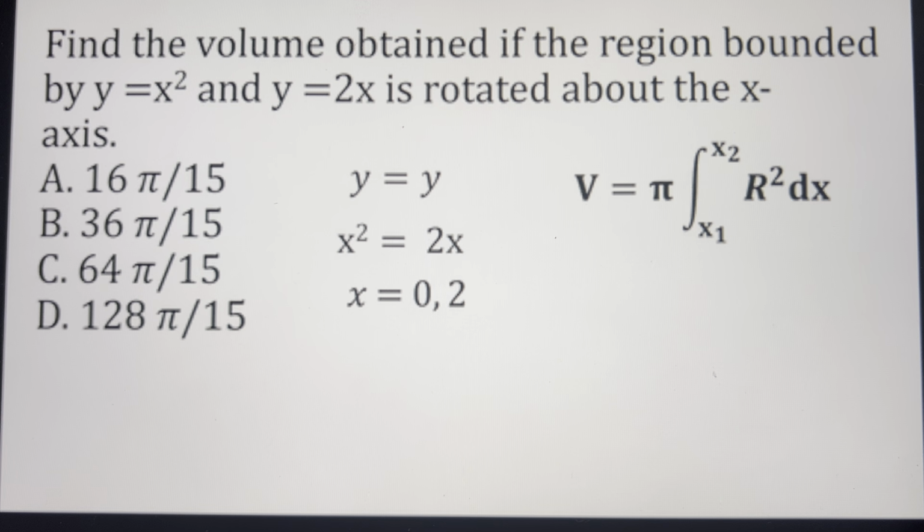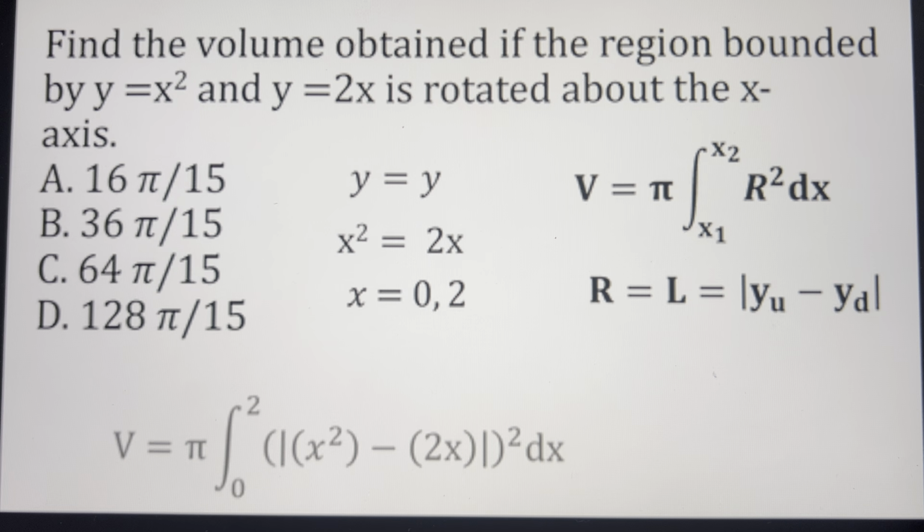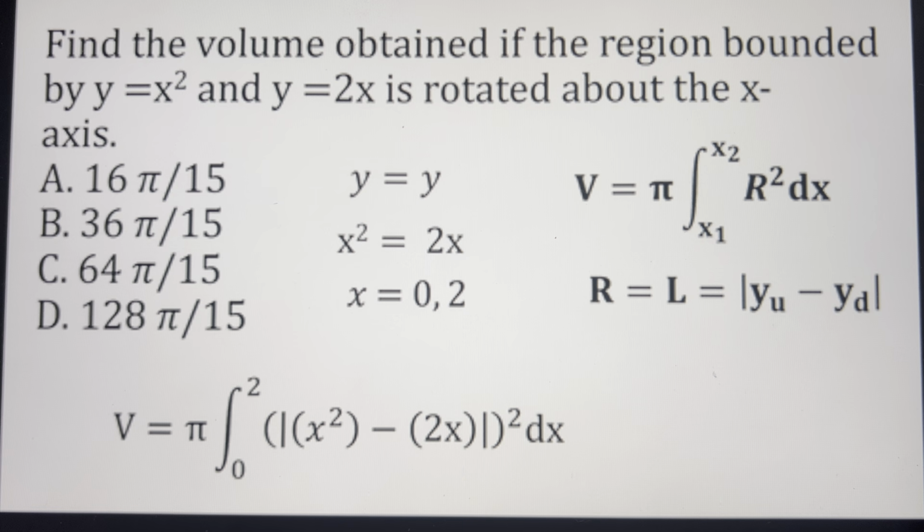And volume is pi times the integral of r squared dx. And this is what we call the washer method. And r is also L, and that's also y up minus y down. So the good thing about absolute value is that you can interchange which is y up and y down, meaning you don't have to draw the figure. So let's say y up is x squared and y down is 2x, and then quantity squared from 0 to 2 and multiply pi on the outside. Answer will be 64 pi over 15.